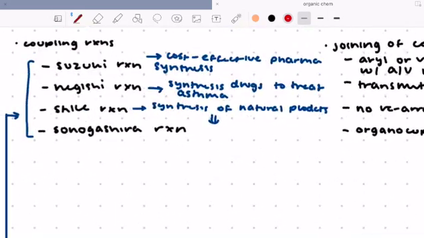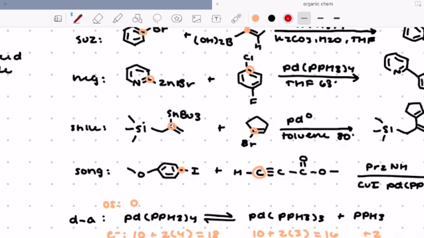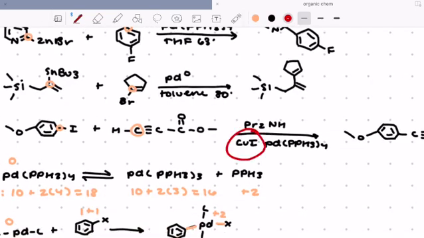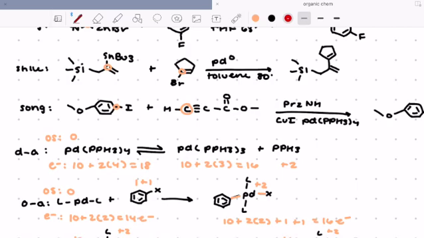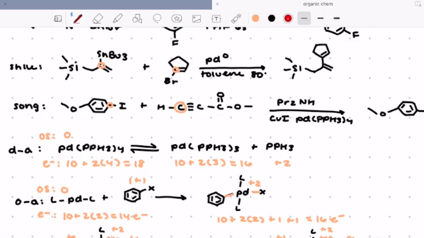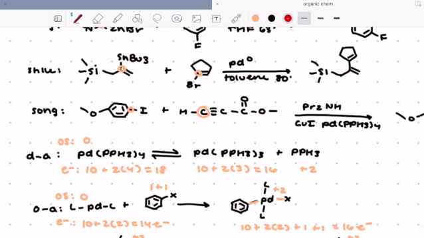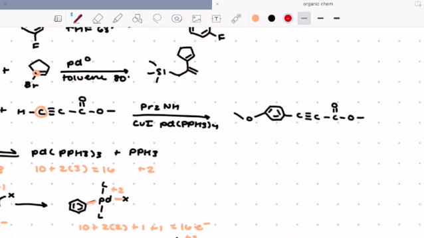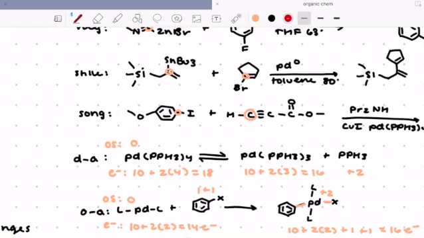Lastly is the Sonogashira reaction. It's an organocuprate reaction, so it's the only one that uses the cuprate, copper iodide, as a co-catalyst in the reaction. Again, as with the other ones, you can see that the carbon on the iodide and the carbon on the alkyne will couple with the help of the palladium catalyst and form this compound right here. Again, you can see this is where they coupled. So that's it for the coupling reactions.